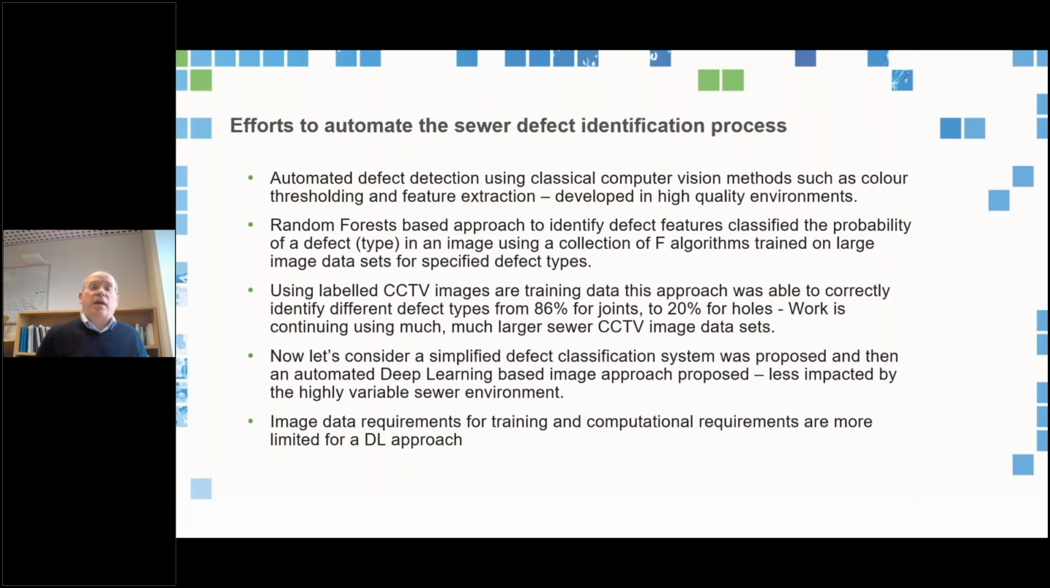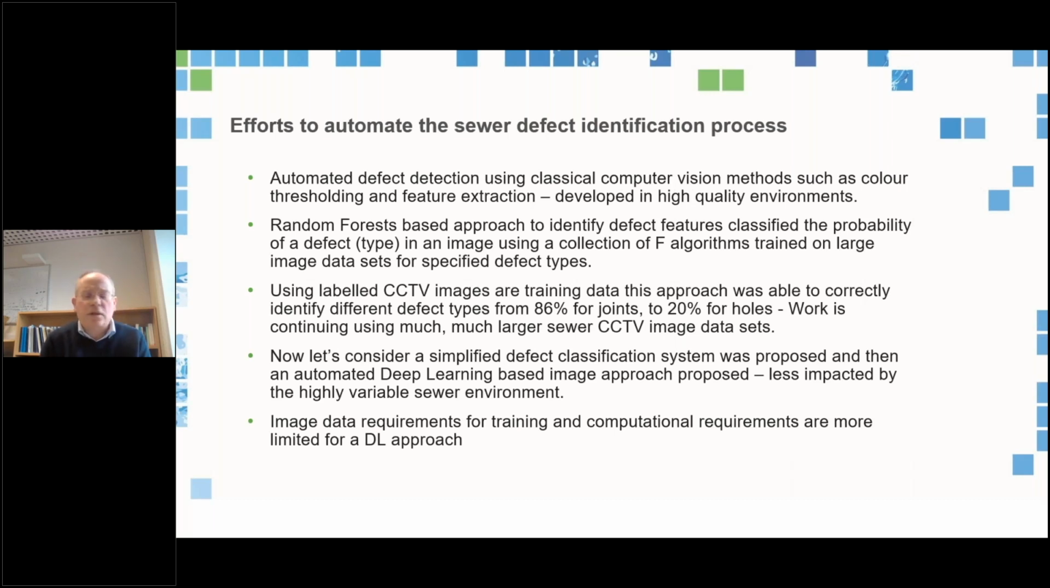There are efforts now to automate sewer defect identification. As Antonio said, a lot of the earlier or current efforts use classical computer vision techniques, such as thresholding and feature extraction. Now, as Antonio explained, these were developed for high quality environments. And when the features are extracted and people use classifiers such as random forest classifiers, they have significant issues. People try and use larger and larger datasets, but the success rate doesn't increase very much. So when people are using these feature extraction type methods, you're typically getting maybe 80% identification for joints, which are a very clear feature that's well defined.